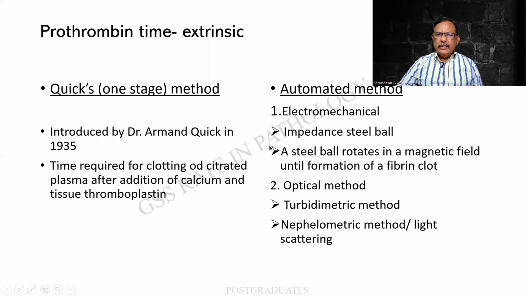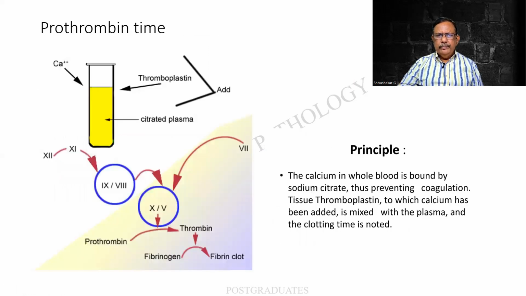There are also other methods, automated methods. One is electromechanical, impedance by steel ball. A steel ball rotates in a magnetic field until the formation of a fibrin clot. Another one is an optical method, which is turbidimetric or nephelometric, which uses light scattering for study. So these are the methods. I would like you to kindly recollect them and remember them.